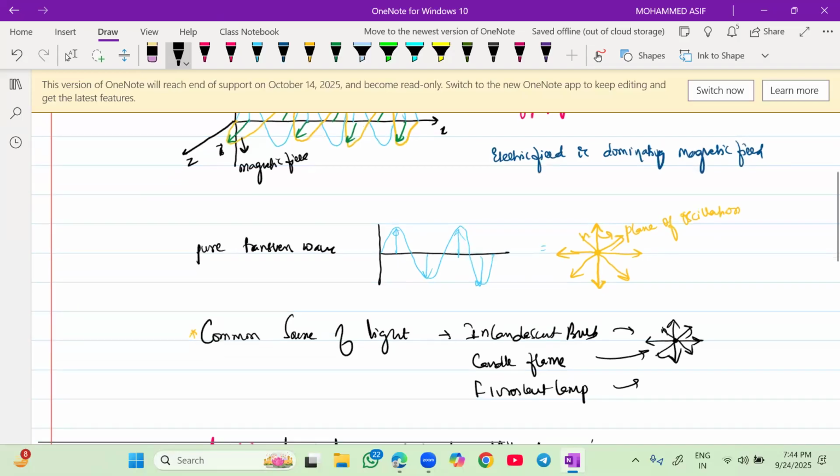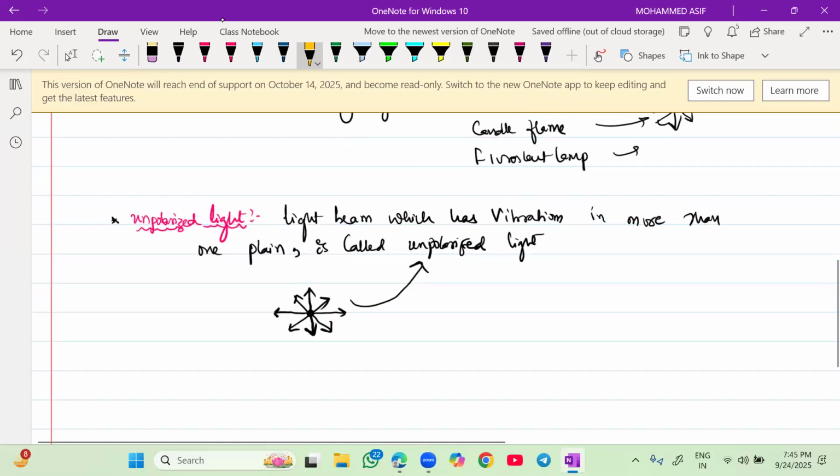Like see, in the pure transverse wave, the plane is like this. This is your plane, in which this wave is present. In which direction? Y direction. It may be in negative Y, it may be positive Y. So this is one plane of vibration. Am I clear?